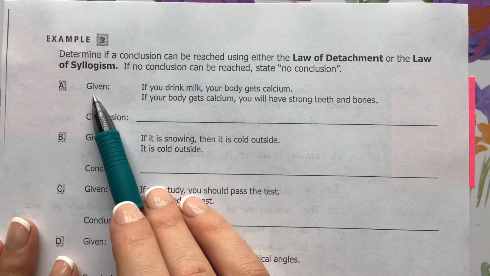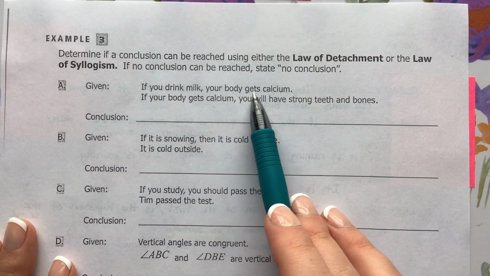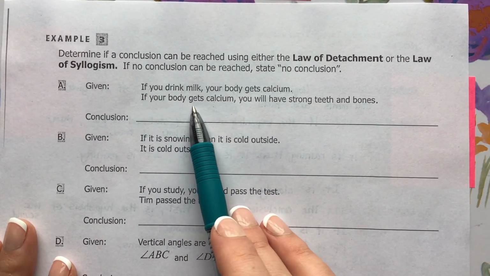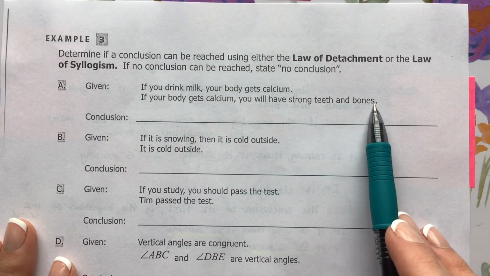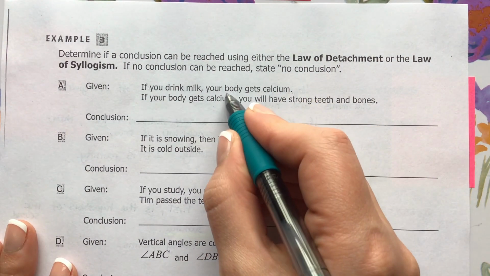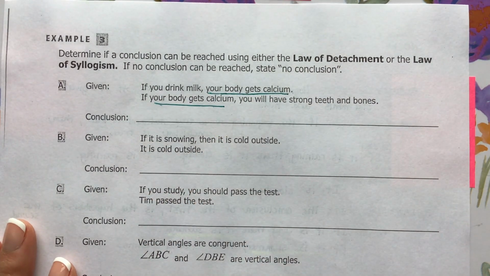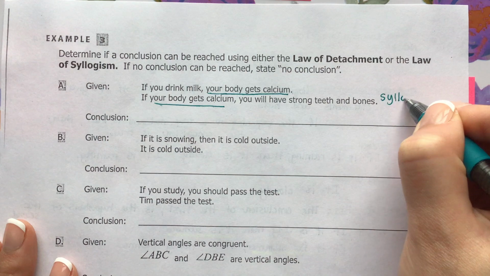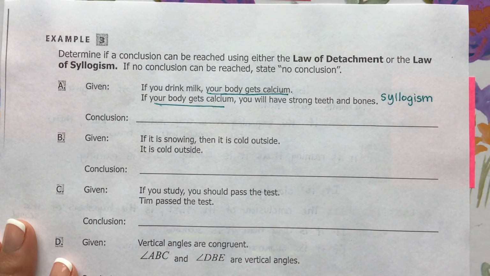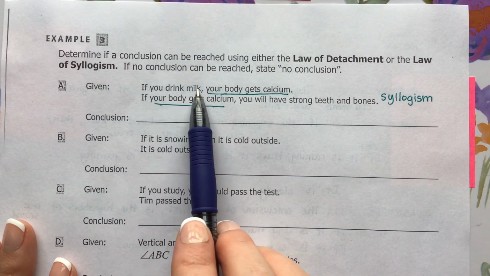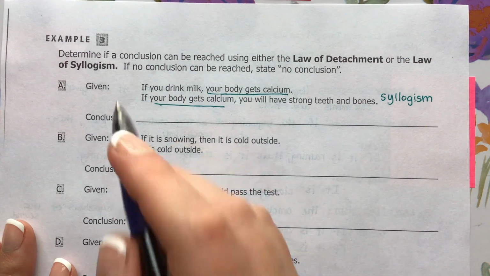So letter A, it says given: if you drink milk, your body gets calcium. If your body gets calcium, you will have strong teeth and bones. So first of all, you should notice "your body gets calcium" is the ending of the first statement and beginning of the second. So this is going to let us apply the law of syllogism. So I'm going to write that over here. Then I'll write out our new conclusion, and that's going to be, if you drink milk, then you will have strong teeth and bones.